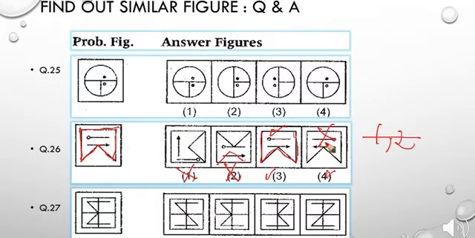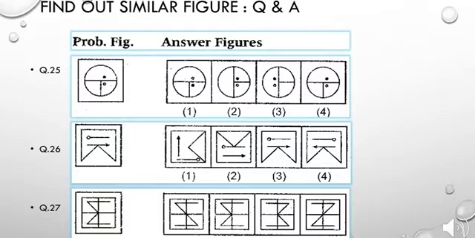Now what answer we are left with? Only option 3. So option 3 is the only answer that we have now. Now that is the correct answer. Let's go to the next question.